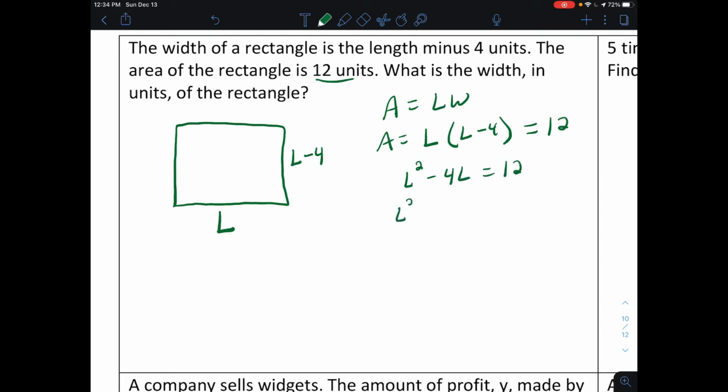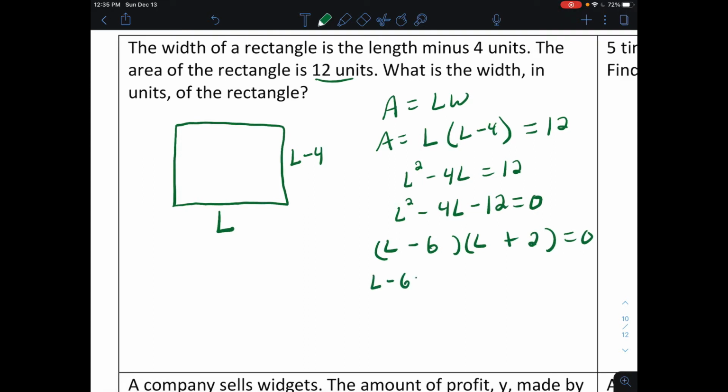Set one side equal to 0, so I'm going to move the 12 over. So I have L squared minus 4L minus 12 is equal to 0, and we're going to solve this by factoring. We'd have L and L to make L squared, and numbers that multiply to negative 12 and add up to negative 4 are negative 6 and positive 2. So we solve L minus 6 equals 0 and L plus 2 equals 0, and we get L equals 6 and L equals negative 2 as possible answers.